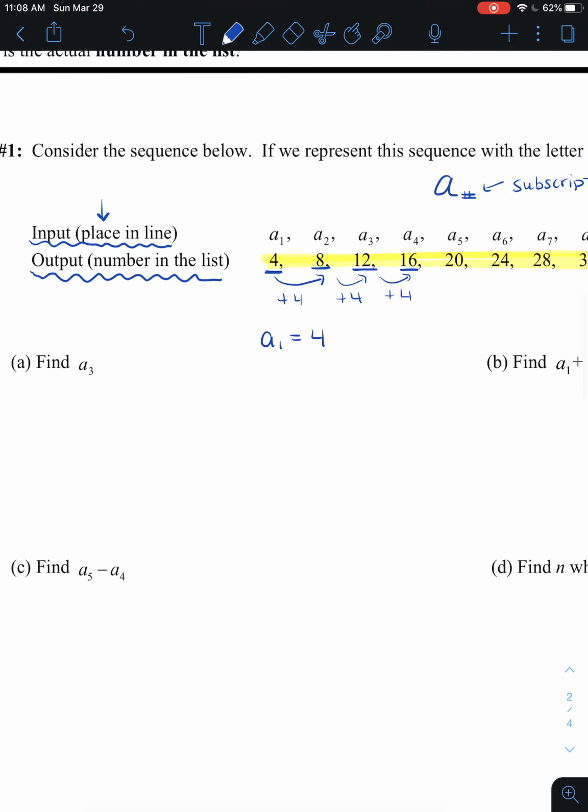So let's look at this. If part A is asking me to find a sub 3, that would be 12, since 12 is the third term in the sequence.